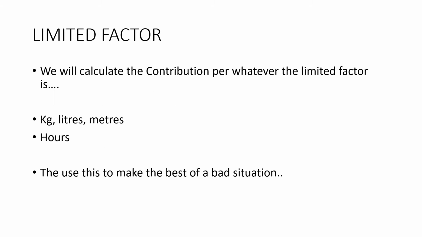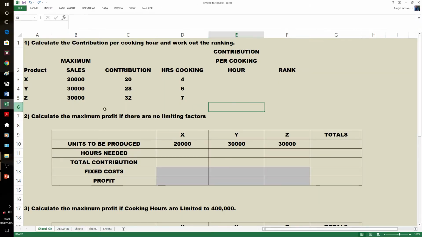So this time we're going to calculate the contribution for whatever the limited factor. So the contribution per unit is going to be given, so selling price minus variable cost, but what will matter is the contribution for whatever is limited. So if it's materials, it will be the contribution per kilogram, litres or metres, or if it was wood it could be square metres. Hours, so in this case it will be cooking hours, so contribution per cooking hour, but it could be contribution per labour hours or machine hours. And I've already mentioned it's just about making the best of it, and we'll see that in action because we'll do the calculations all the way through.